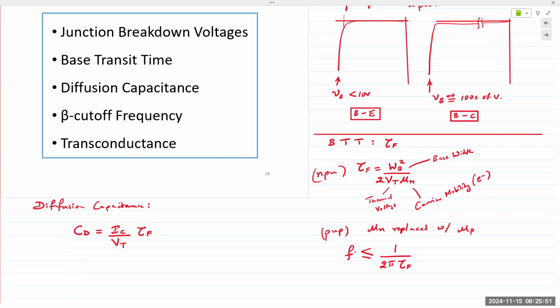Then we have something known as the beta cutoff frequency. The beta cutoff frequency displays the relationship that beta has with the frequency. So far we have talked about beta as the current gain, and we say it's a constant, right? But nothing's ever truly a constant. It is either affected by temperature or, in this case, by the frequency. And the reason it's affected by the frequency is, let's draw out this equation.